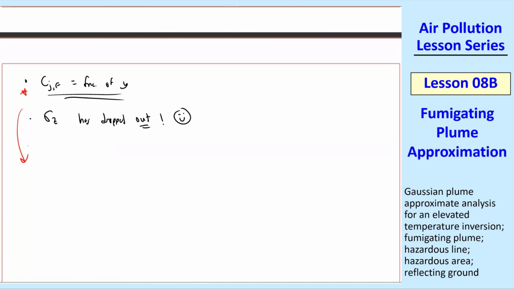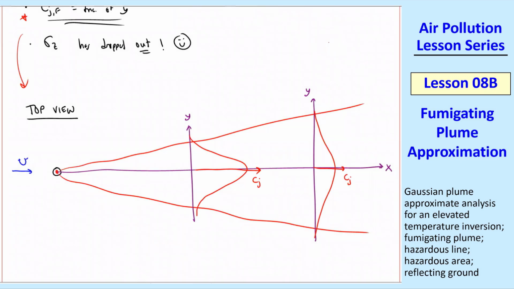And so let me look at this in a little more detail, and we have to think of this three-dimensionally. So let me pause and draw some stuff here. From the top view, here's our source, and the wind's blowing from left to right. We have our Gaussian plume spreading horizontally. So if we plot CJ as a function of y, we have our standard Gaussian shape, which flattens out as you go downstream.